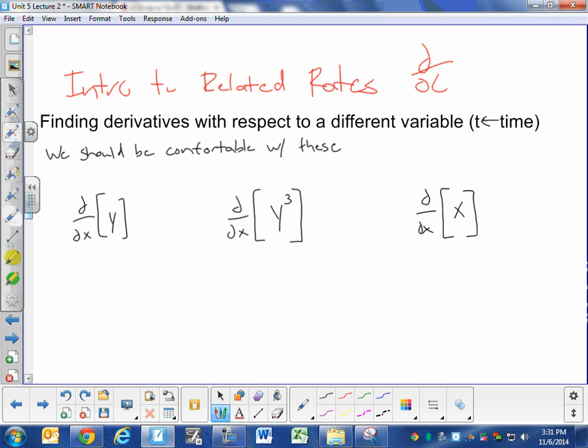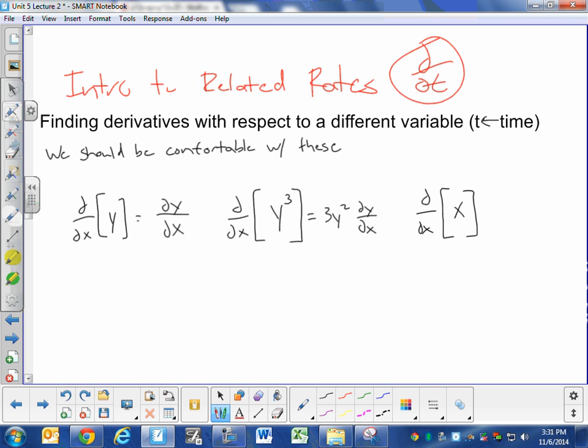P, D, T. You've already taken derivative with respect to t. You just haven't realized it yet. I'll show you why. We should be comfortable with these three. Derivative of y with respect to x. We talked about how it's almost like multiplication. You say it's the instantaneous change of y over the instantaneous change of x. D kind of multiplies with the y, dx underneath with the 1. But then we said with something like y cubed, you need to use the chain rule, where it's the derivative of the outside times the derivative of the inside.